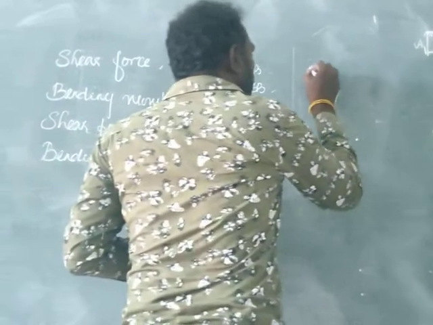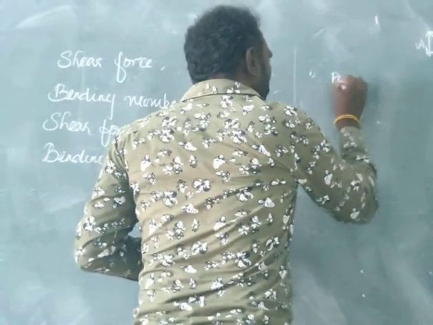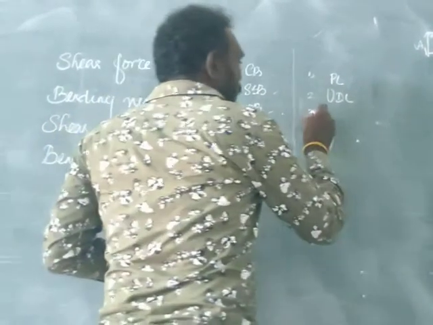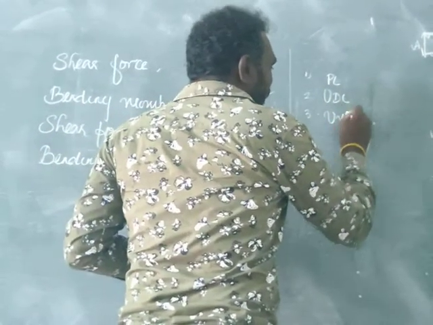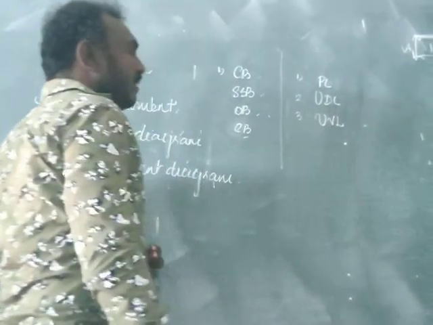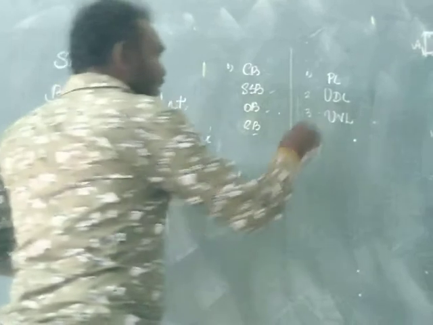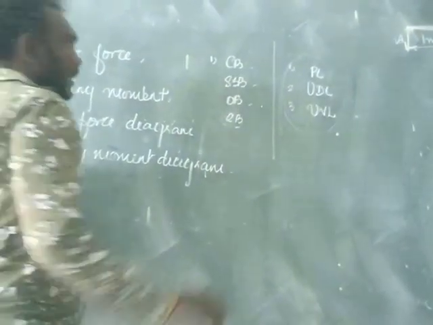What are the 3 types of load? Point load, uniformly distributed load, simply we can say UDL. Third one is uniformly varying load, simply we can call it UVL. We have 3 types of load and 5 types of beam.